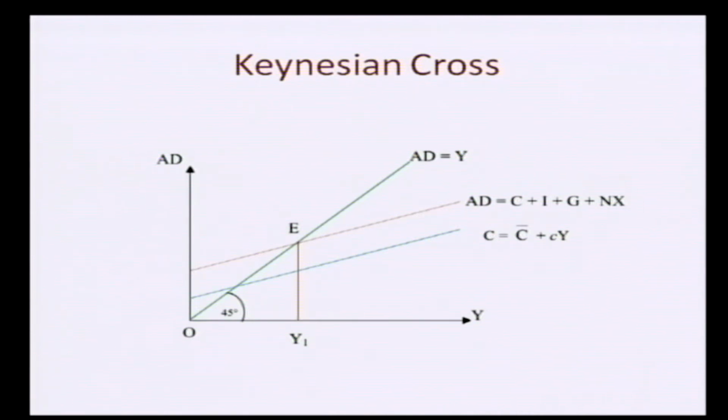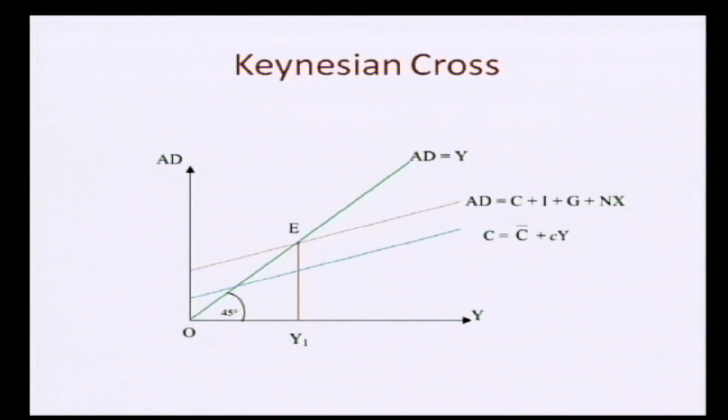So what we get? We have the red line, which is the aggregate demand curve, which is the sum of consumption, investment, government expenditure and net exports. And we have AD is equal to Y, that is the equilibrium line. The intersection of these two lines looks like a cross, so many times it is called the Keynesian cross. It says that your aggregate demand curve intersects the equilibrium line, the 45-degree line, and the point where the intersection takes place, that is the point E on the diagram, is the equilibrium level of output.